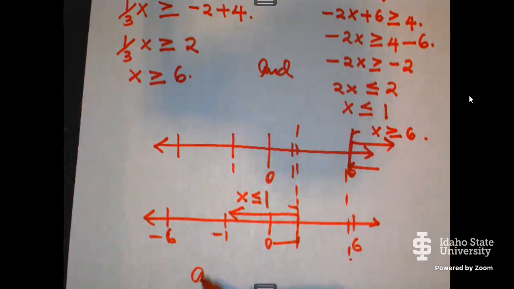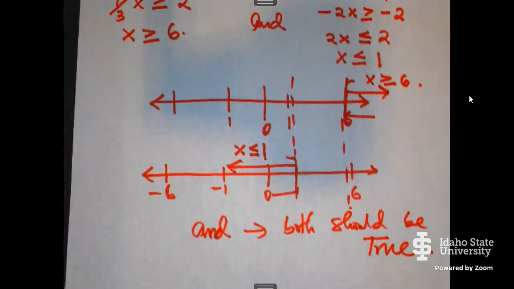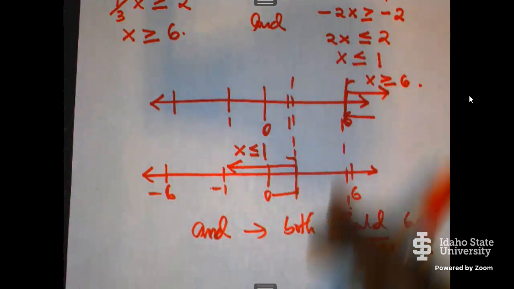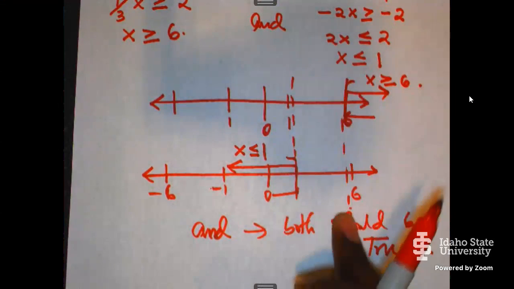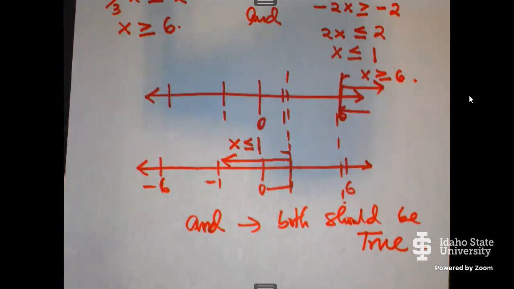Then we say for and, both should be what? Should be true. Both should be true. So therefore, in our case, there is no one. There is no solution. So we don't have a solution here because we have a gap over here. Okay? So we don't actually have the solution.